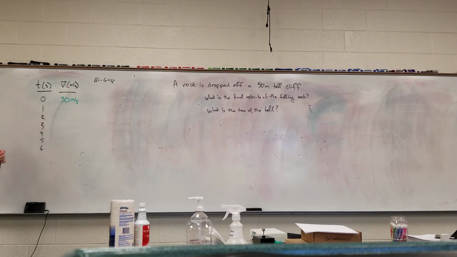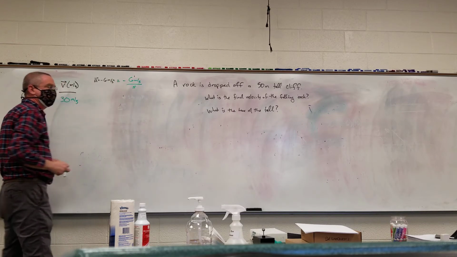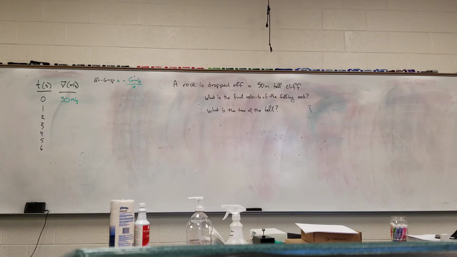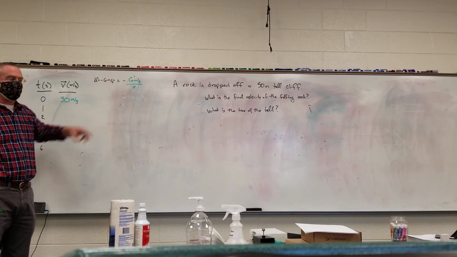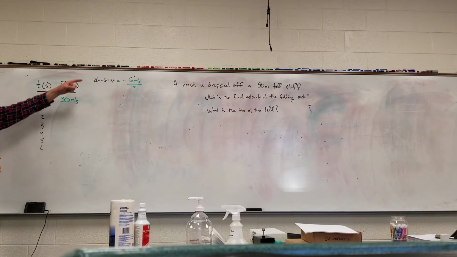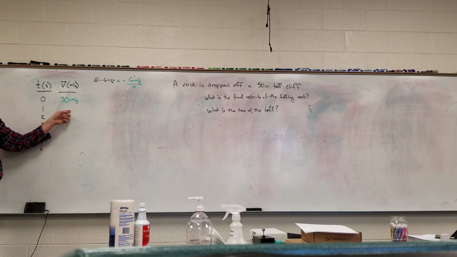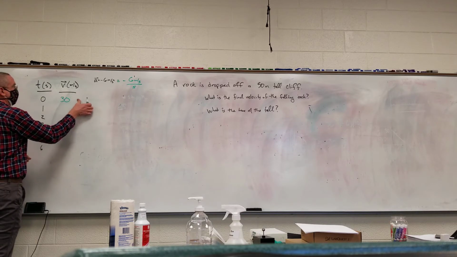My acceleration is -6 meters per second squared, which means that every second that passes by, my velocity changes by -6 meters per second. So after 1 second, well, the change is -6, so what is my velocity after 1 second? 24 meters per second? Yep.